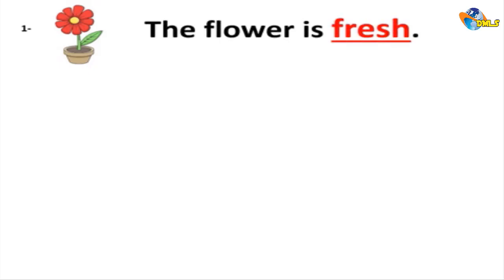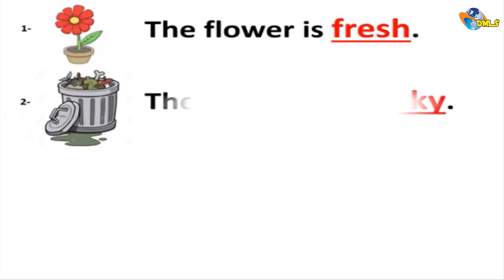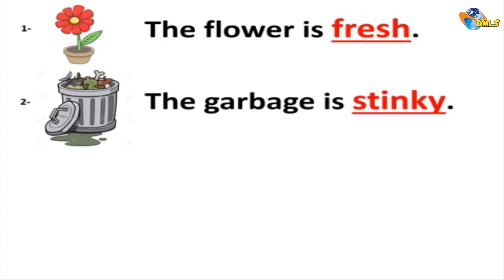What about the flower? The flower is fresh or stinky? The flower is fresh. It has a good smell. And the garbage? The garbage is stinky. It has a bad smell. Repeat, stinky. We have the flower is fresh and the garbage is stinky.